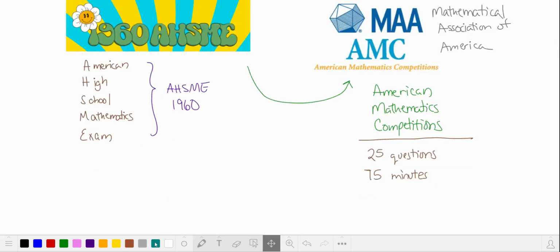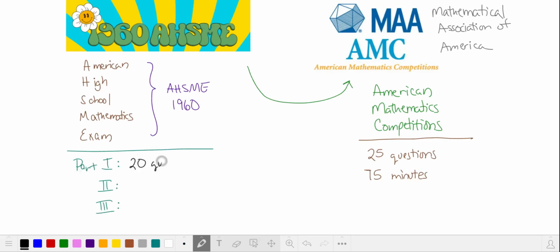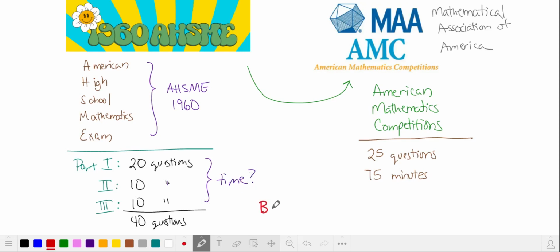The AHSME from 1960 was divided into three parts. Part 1 consisted of 20 questions, and parts 2 and 3 had 10 questions each. But I've been unable to find any information about how much time was allowed for students to complete this exam. What hasn't changed between 1960 and now is it's always been multiple choice with 5 answer choices to choose from.